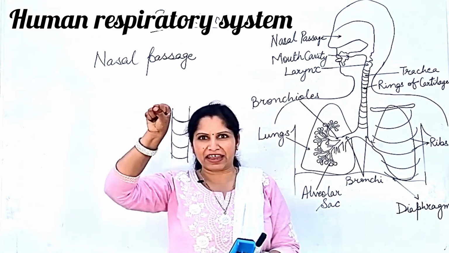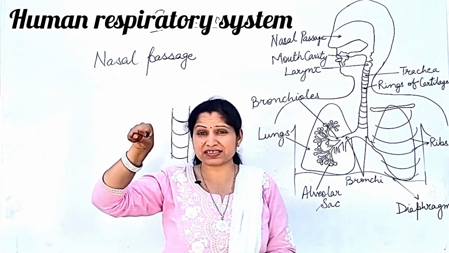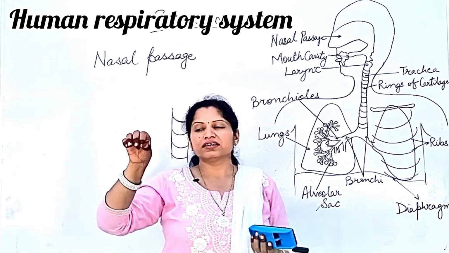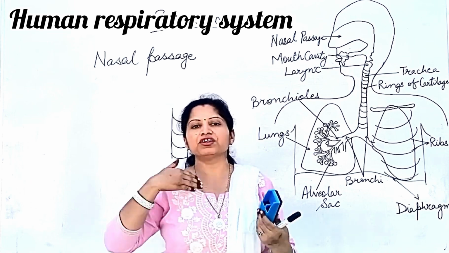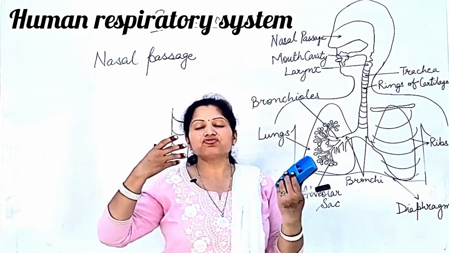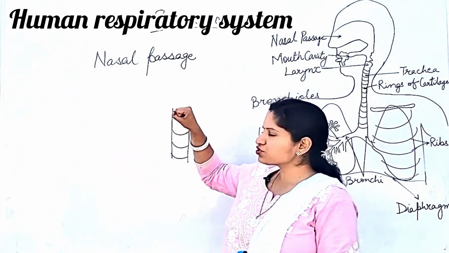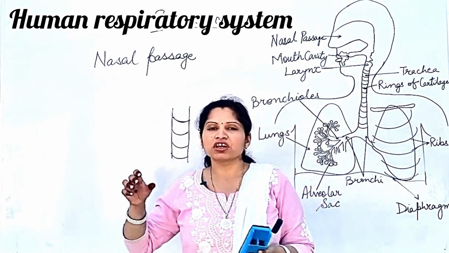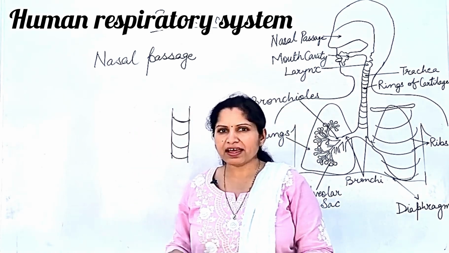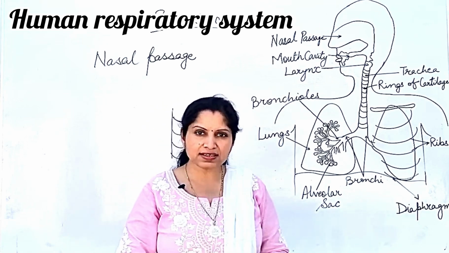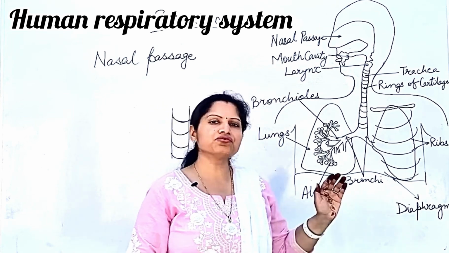Your trachea should never get collapsed. It's really dangerous if it gets collapsed, no? So the trachea should never get collapsed, even when you are breathing out. Collapse means it shouldn't be like pichak jana. Okay, it shouldn't be like that. So to prevent that, we have C-shaped cartilaginous rings which maintain the shape of the trachea.